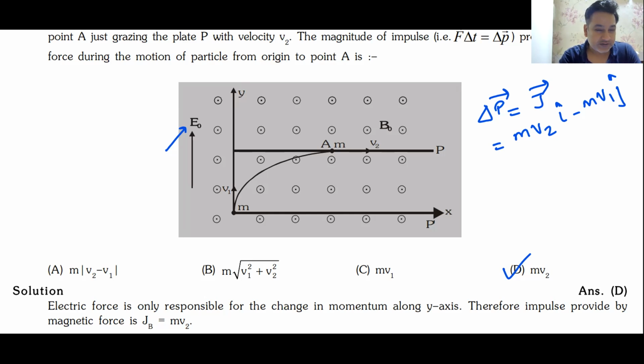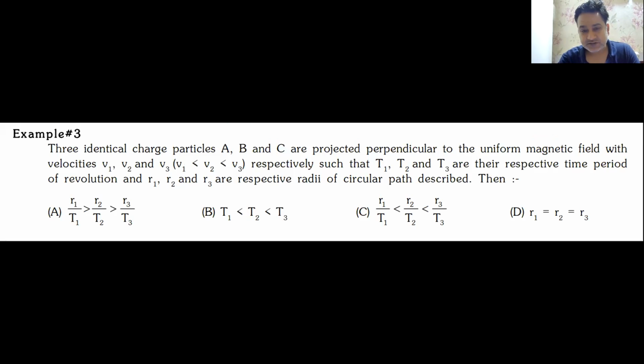Comes the next one. Are you ready for the next one? Here's the next one, which is pretty simple. All questions are simple. Three identical charged particles A and B are projected perpendicular to a uniform magnetic field with velocity v1, v2, and v3.